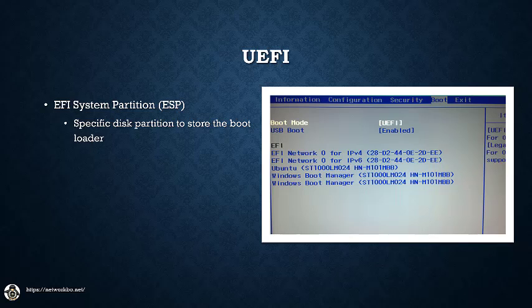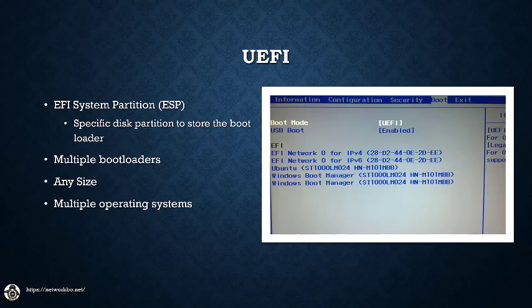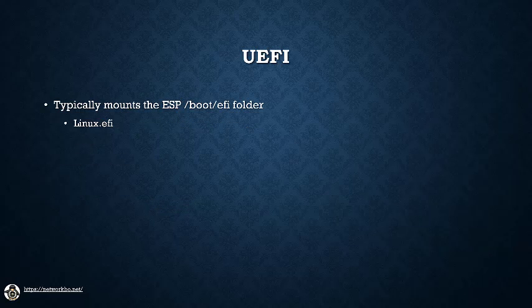This allows for multiple bootloaders of multiple sizes for multiple operating systems, which is a lot more powerful than it used to be. Linux typically mounts the ESP in the /boot/EFI folder to be stored using the .EFI extension, for example, linux.efi.